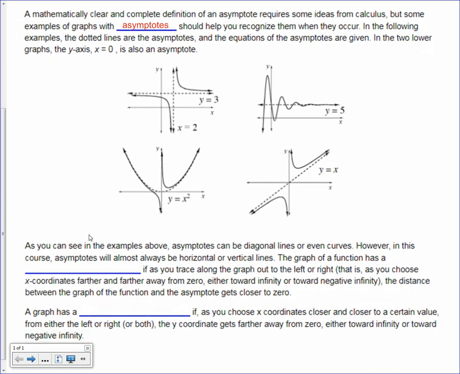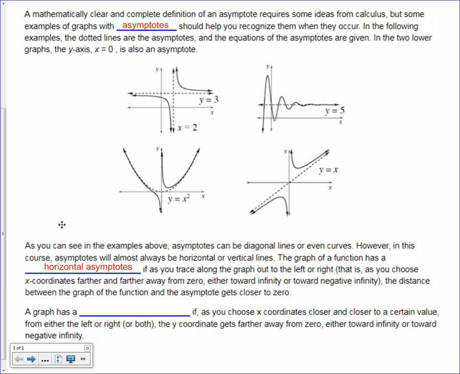As you can see in the examples above, asymptotes can be diagonal lines or even curves. However, in this course, asymptotes will almost always be horizontal or vertical lines. The graph of a function has a horizontal asymptote if you trace along the graph out to the left or right, that is, as you choose x coordinates farther and farther away from 0, either towards infinity or towards negative infinity, the distance between the graph of the function and the asymptote gets closer and closer to 0.